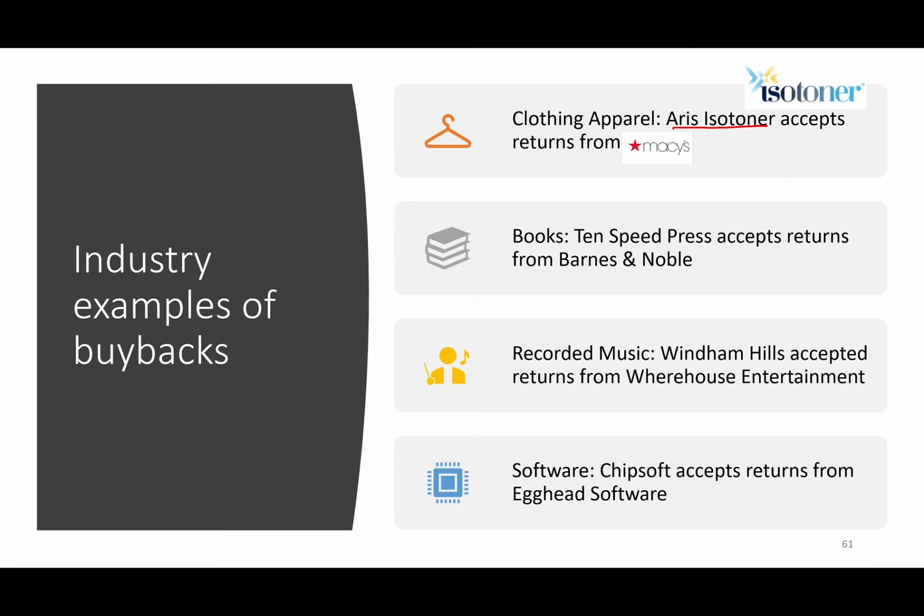Macy's would go about its business selling the products. Then maybe the winter is gone and they're still left behind with some of those winter gloves and caps and hats. Then in this case, Aris Isotoner would be purchasing all of those unsold inventory back and then deciding how to salvage it. So Macy's doesn't have to put those products on clearance or salvage it, but instead Aris Isotoner would be doing it. And they would purchase the unsold products up to a specified amount.